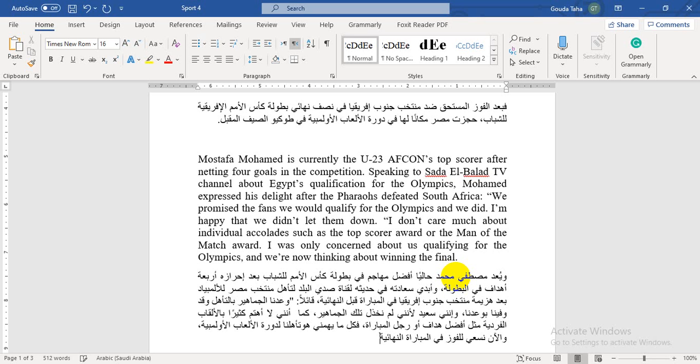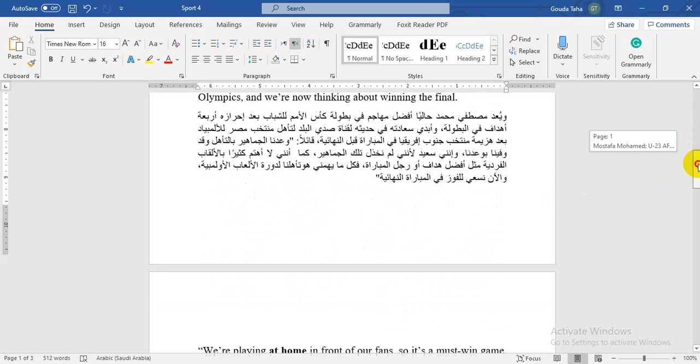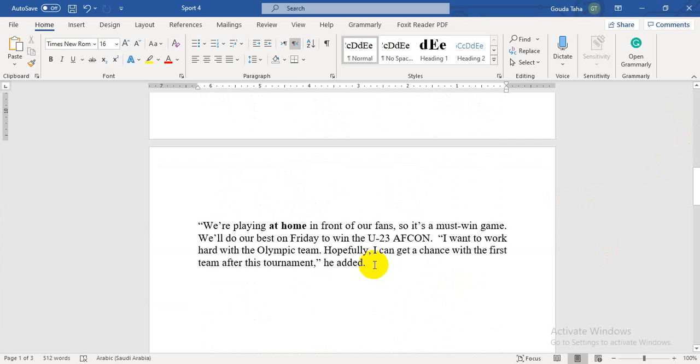Again, this is a draft and we are going to redraft or review this draft to make it natural. And the last part here, so this part you can translate as an assignment.